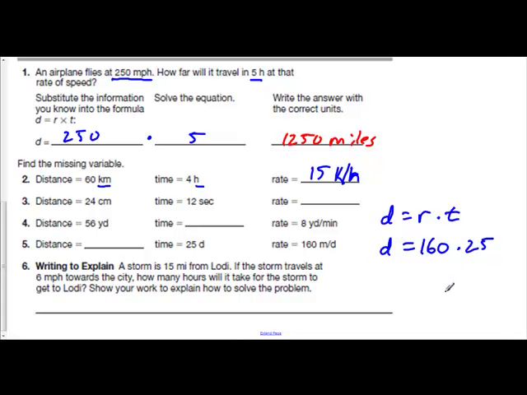So all we have to do is do 160 times 25, and as soon as we have that, we will know what our distance is. And 160 times 25 is 4,000. So our distance is 4,000. And it's 4,000 what?